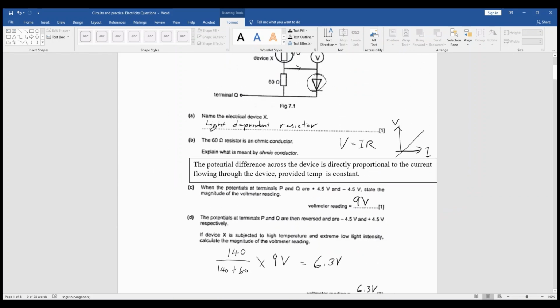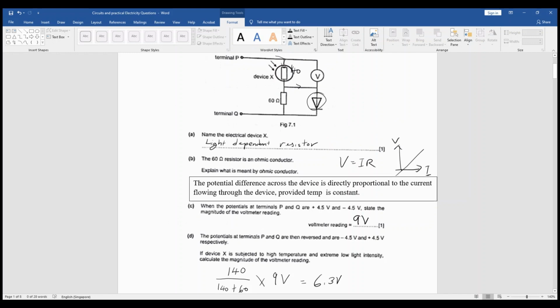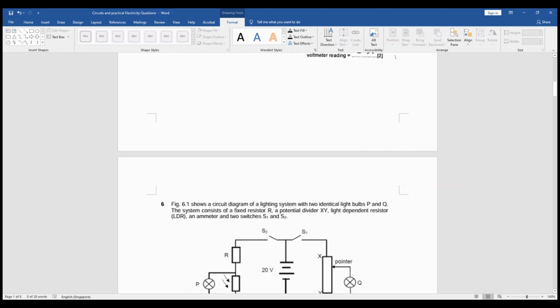That's it. All right, this is a semiconductor diode. That means you only allow current to flow in one direction. In the other direction, resistance is so high that current cannot flow through. That's an ideal diode. Basically that's it. Next.